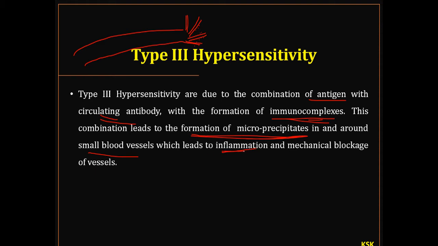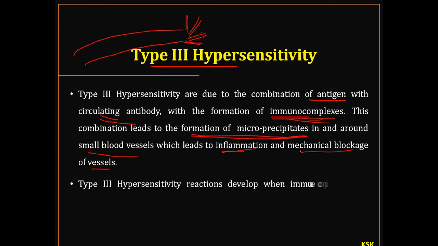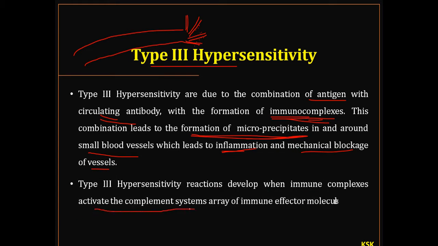They lead to inflammation or mechanical blockage of vessels. We know what inflammation is. The inflammation is caused because of the type 3 hypersensitivity reaction. This occurs because of the formation of microprecipitates of the immunocomplex. It leads to inflammation and mechanical blockage of the vessels. And this reaction develops when immune complexes activate the complement system, an array of immune receptor molecules.